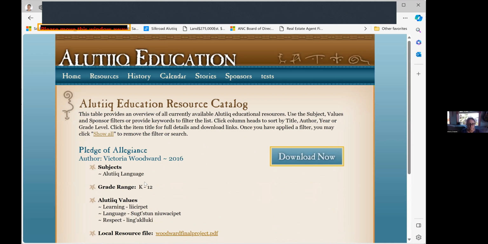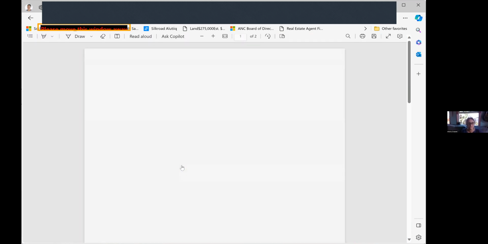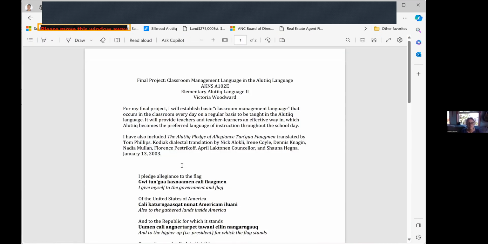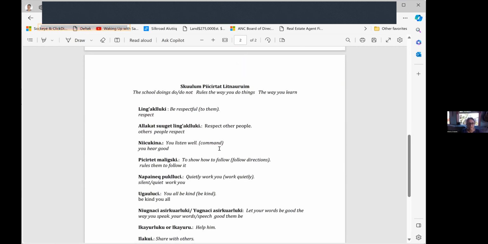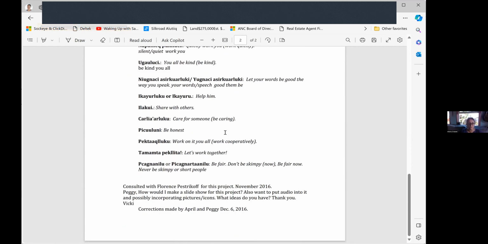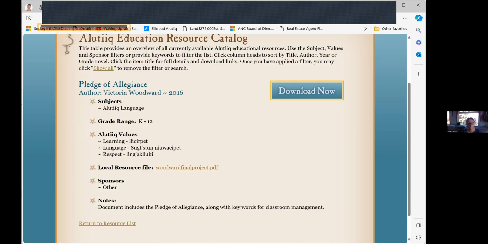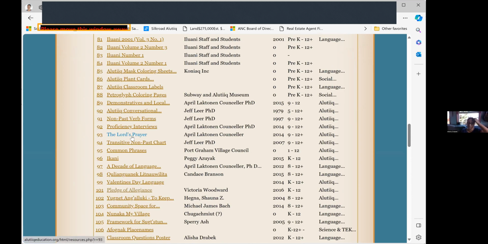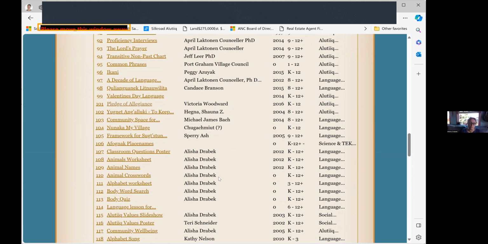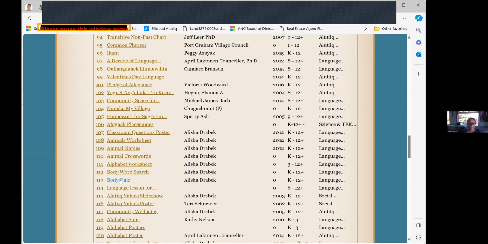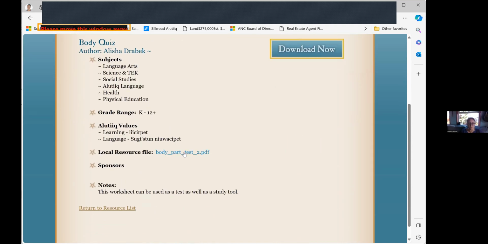Well, let's see, Pledge of Allegiance. This is interesting. So Vicki Woodward, another teacher. It looks like this was an actual project that Vicki did in Alutiiq when she took Alutiiq too, and she did the Pledge of Allegiance in Alutiiq, and then there were corrections. So you find that there is Alutiiq material embedded in here that isn't maybe on the alutiiqlanguage.org website. So it's worth doing a keyword search or just identifying by looking and getting used to what's in here.